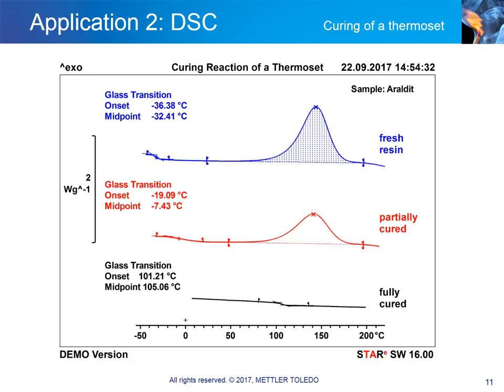In the diagram, the degree of cure increases from top to bottom, starting with the blue curve of the uncured sample to the black curve of the fully cured sample. If the reaction enthalpy of the uncured material is known, the degree of conversion before the measurement can be calculated from the enthalpy of the post-curing reaction.